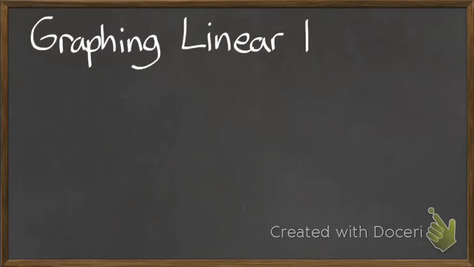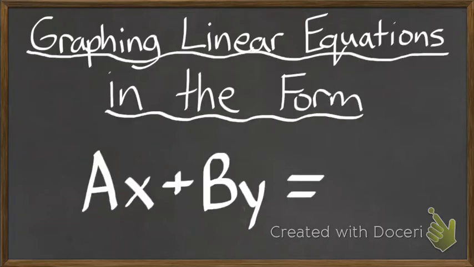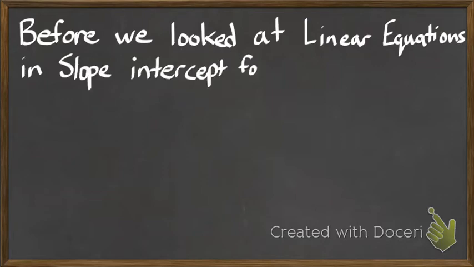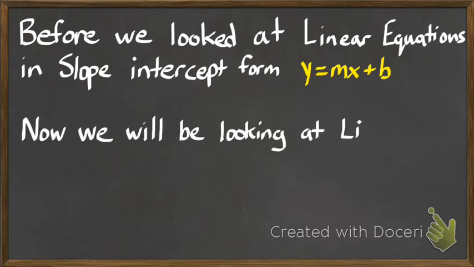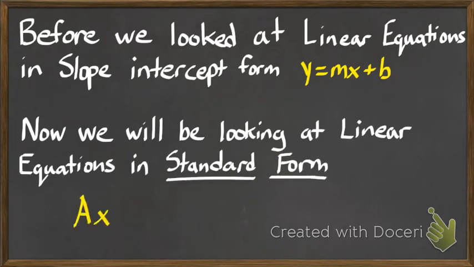Okay, so in today's lesson we're going to be looking at graphing linear equations in the form ax plus by equals c. Now, before we looked at linear equations in slope-intercept form, so they took the form y equals mx plus b. But now we're going to be looking at linear equations in a different form. The form we're going to be looking at today is called linear equations in standard form, and linear equations in standard form look like ax plus by equals c.